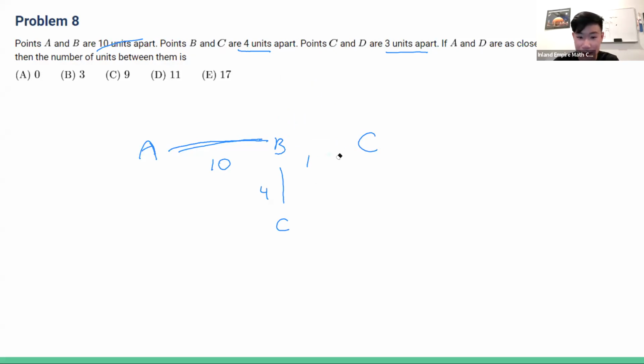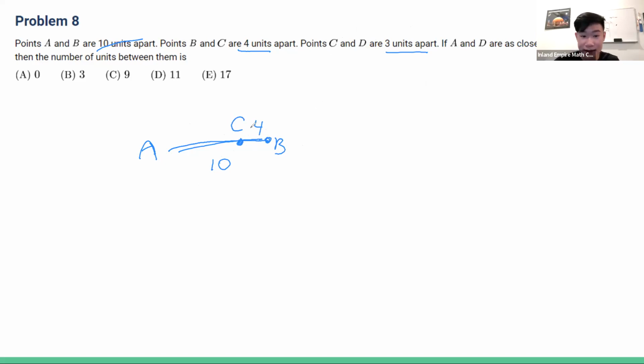So I'm actually not going to put C out here. I'm going to put C in the middle of the line right here. And the distance between C and B is still 4. This is allowed because the distance between A and B is 10, and the distance between C and B is 4. Okay, so now it says that the points C and D are 3 units apart.